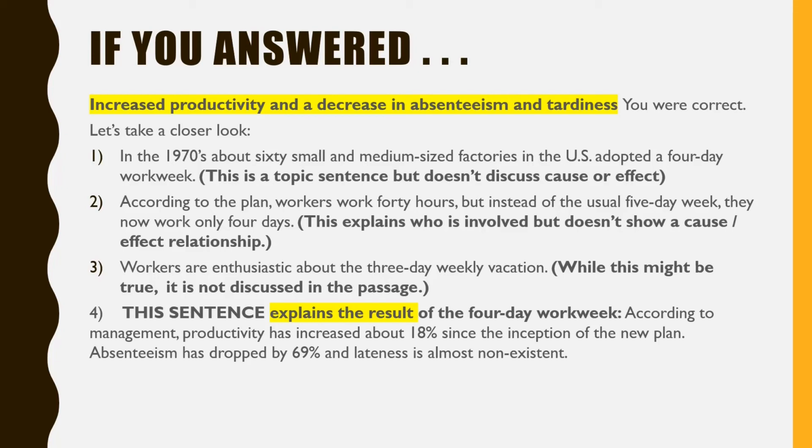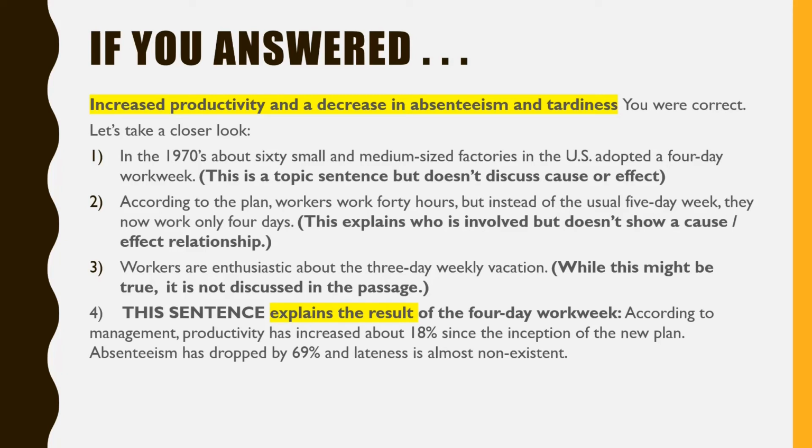Let's take a closer look. In the 1970s, about 60 small and medium-sized factories in the U.S. adopted a 4-day work week. This is a topic sentence, but doesn't discuss cause or effect. According to the plan, workers work 40 hours, but instead of the usual 5-day week, they now work only 4 days. This explains who is involved, but doesn't show a cause and effect relationship.